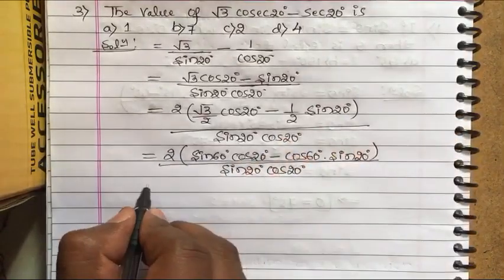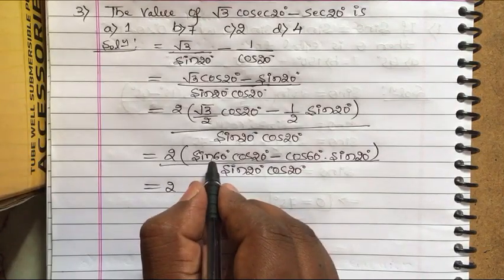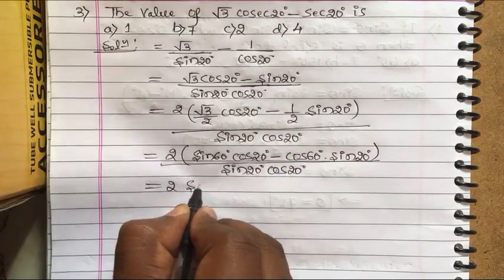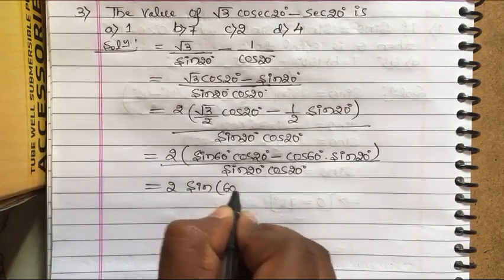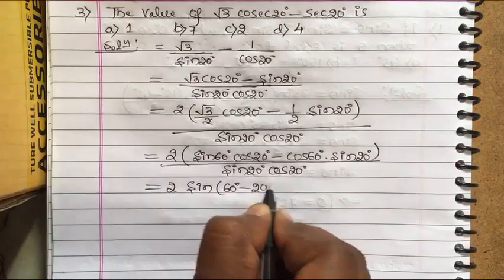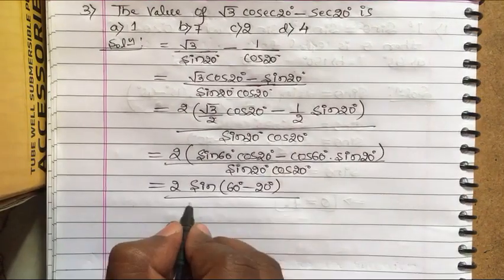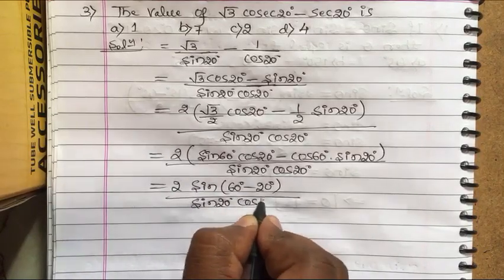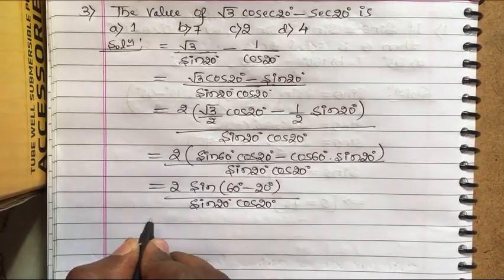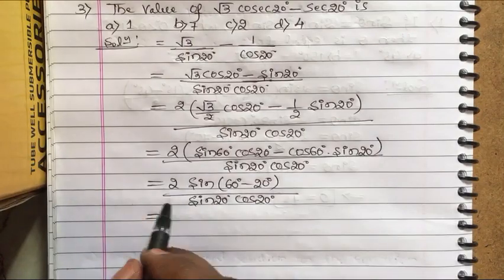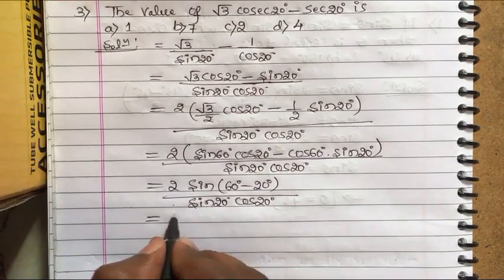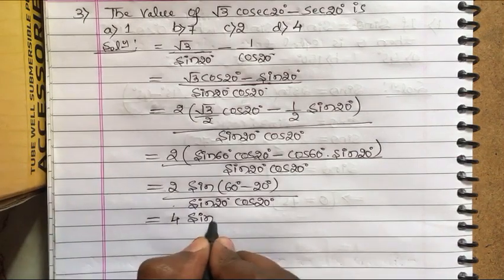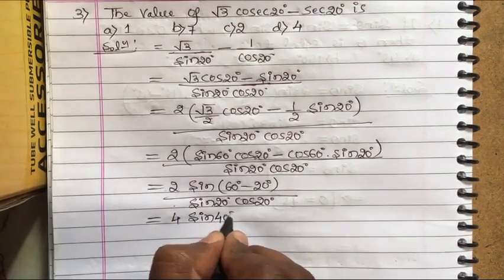So here the 2 I write as it is. This is in the form of sin A cos B minus cos A sin B. This can be written as sin of (A minus B), 60 degree minus 20 degree, divided by sin 20 degree into cos 20 degree. So now what I do is, again I multiply and divide by 2. So in the numerator it becomes 4 sin of (60 minus 20), which will be 40 degrees.